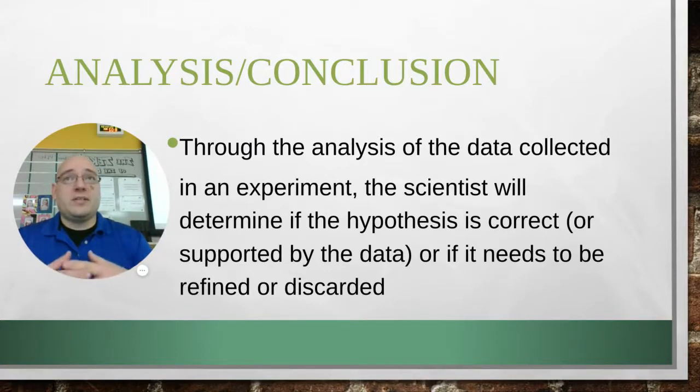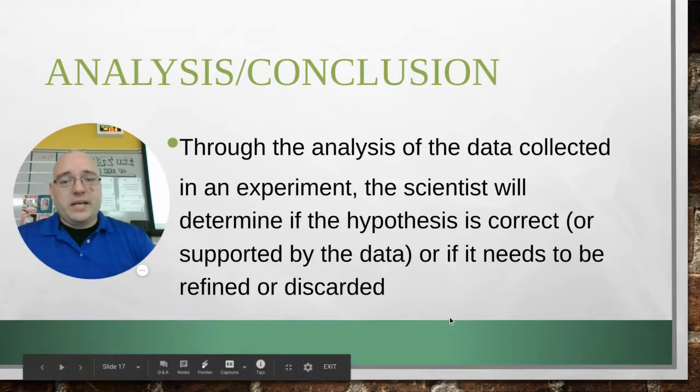So if I started out by saying, I think that the most direct route is going to be the fastest route, and then I go through all of my data of all my trials, and I find out that actually a longer route was faster because there was less traffic, then I would say, well, my hypothesis that the most direct route is fastest was not correct. So I would revise it, or I would throw out my hypothesis and start over.